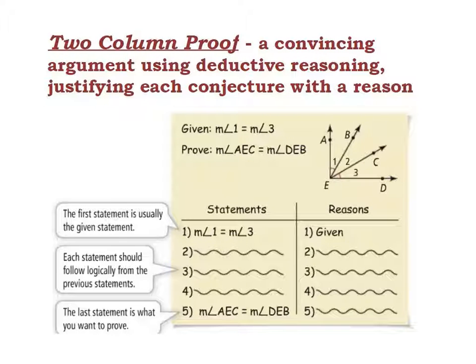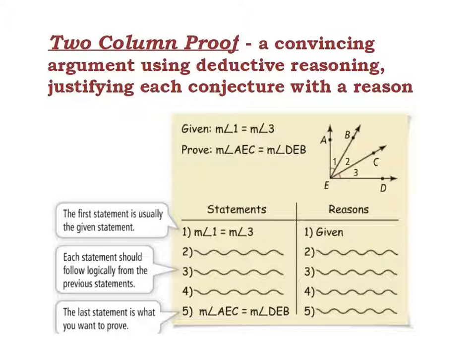Ultimately, here's what we're shooting for. We're going to start doing what we call a 2-column proof. And it's kind of like what I had just done previously where I made 2 columns. I didn't really do it quite as formally as this, but this is what we will be doing. A 2-column proof is a convincing argument using deductive reasoning, justifying each conjecture with a reason. So going through that, in every step you take, you have a true property, theorem, definition, some deductive reasoning there to justify why you are allowed to do that.